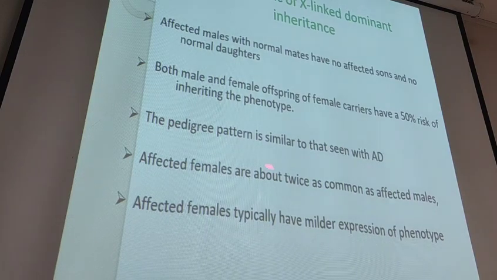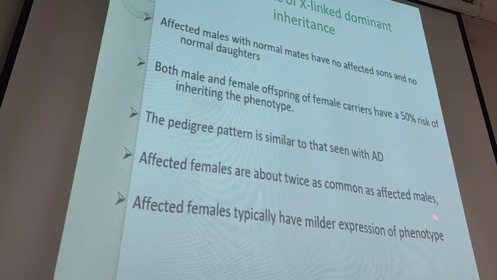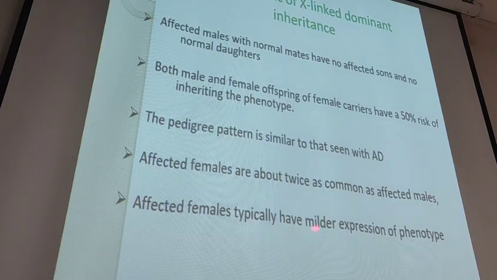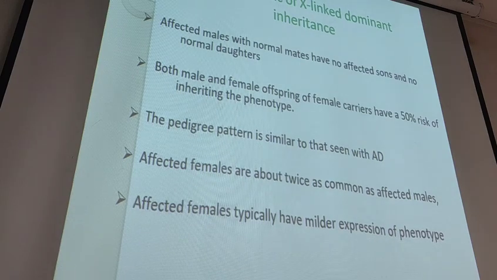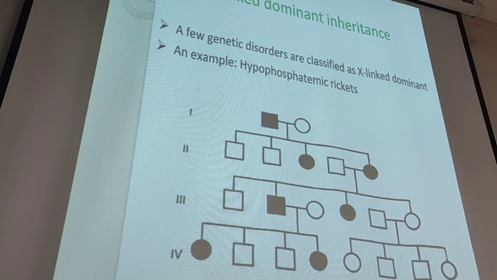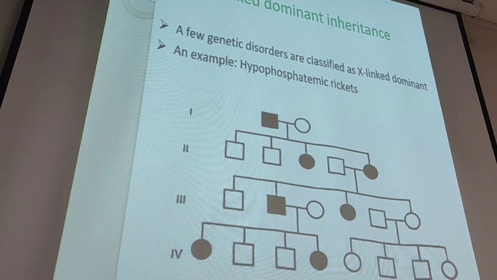And the pedigree pattern is similar to autosomal dominant, as we say, and affected females are about twice as common as affected males. Usually they have milder symptoms because of X inactivation. One example of X-linked dominant inheritance is hypophosphatemic rickets.